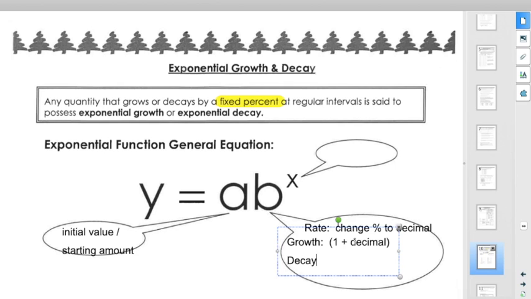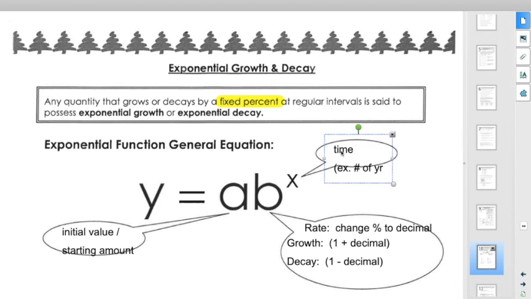And we can also have a decay, where it's not 1 plus the decimal, it's 1 minus your decimal now. And again, decimal is just percent. We change the percent to a decimal. That way we can work with it and manipulate it. And then x is your time, for example, number of years. Okay, make sure you guys get all that down.